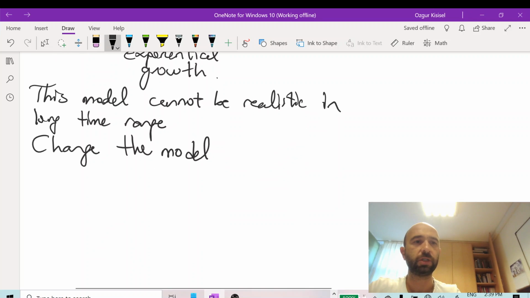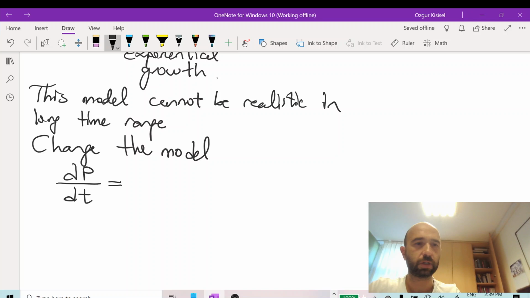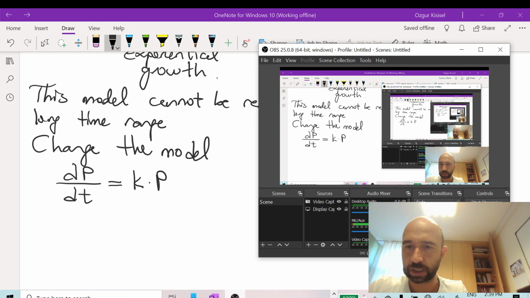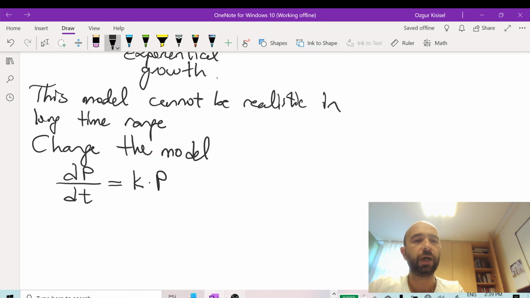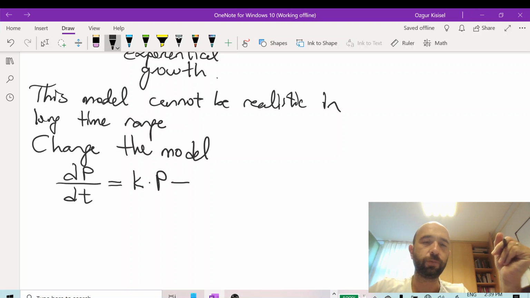Our original equation was this one. So the population grows in a way directly proportional with the existing population. Now, suppose that when it grows a lot, there is a balancing factor. So we need to put some minus, and we need to put here something which is small compared to Kp when population is small, and large compared to Kp when population is big.